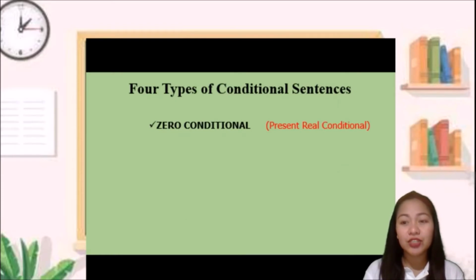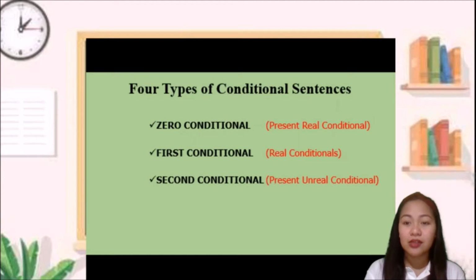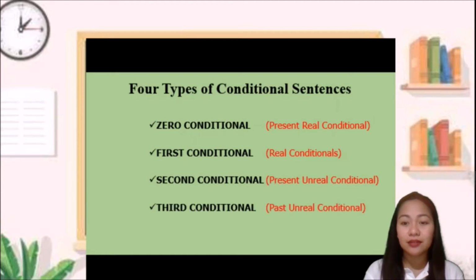The 4 types of conditional sentences are: zero conditional or the present real conditional, first conditional, the real conditional, second conditional, the present and unreal conditional, and third conditional, the past and unreal conditional.